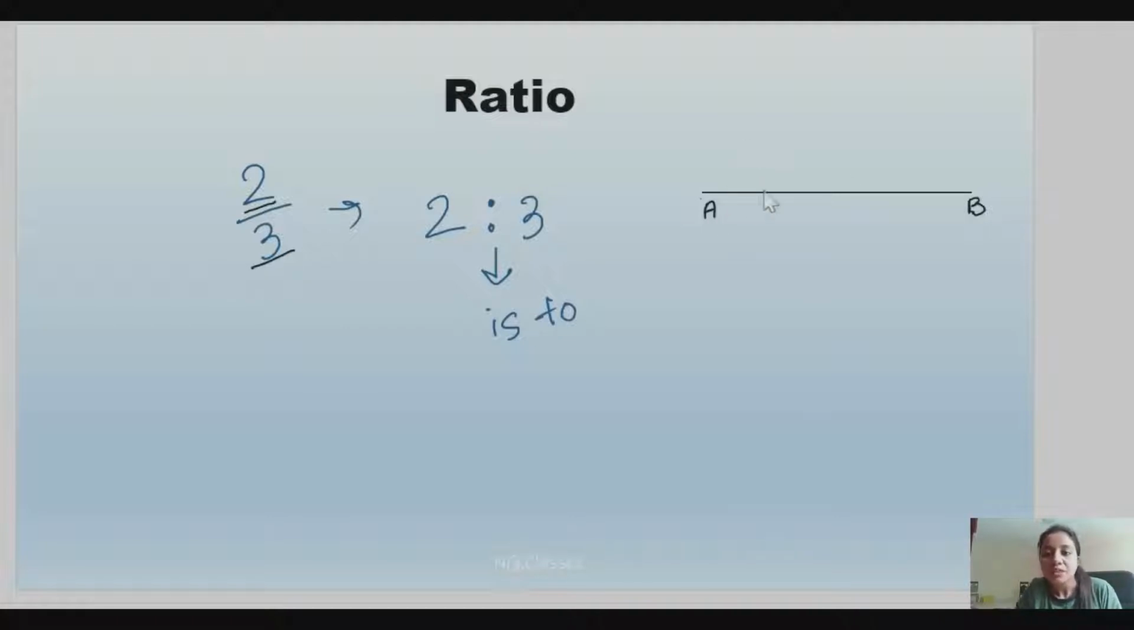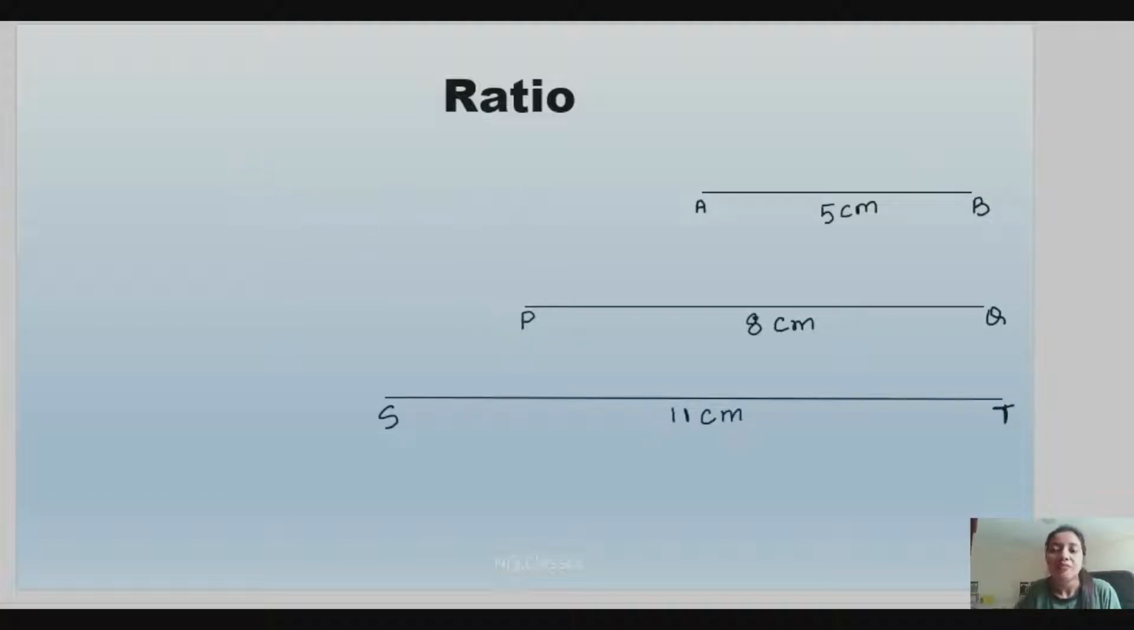So suppose I am having a straight line AB. I want to compare this straight line, so definitely I need one more straight line. At least we need two different things or quantities to do the comparison. Now here we are having straight line AB, straight line PQ and straight line ST. Here I can do the comparison between the length of the straight line AB to length of the straight line PQ, or I can do the comparison between length of a straight line AB to length of a straight line ST. Anyway, any two straight lines I will take and easily I can do the comparison between the lengths.